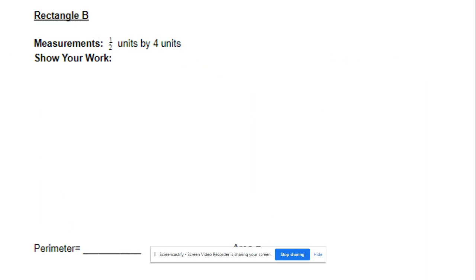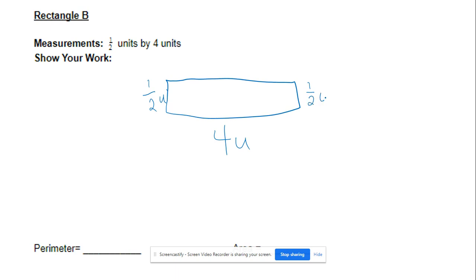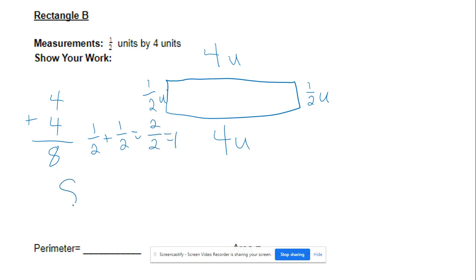This time we have 1/2 unit by 4 units. So here we have 1/2 unit times 4 units. Let's start by finding the perimeter. If this is half of a unit, that means the right is half of a unit. If the bottom is 4 units, we know the top is 4 units. So we can add 4 plus 4. I like to do whole numbers and then fractions separately. So 4 plus 4 is 8, and then 1/2 plus 1/2 equals 2 halves, or 1 whole. So we have our 8 plus our 1 from our fractions equals 9 units. So the perimeter is 9 units long.